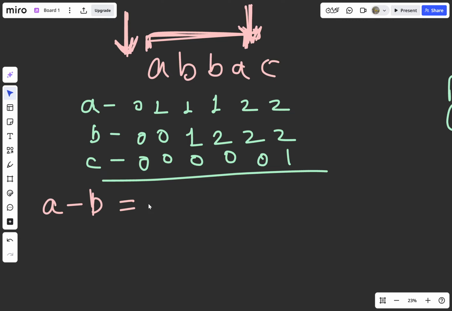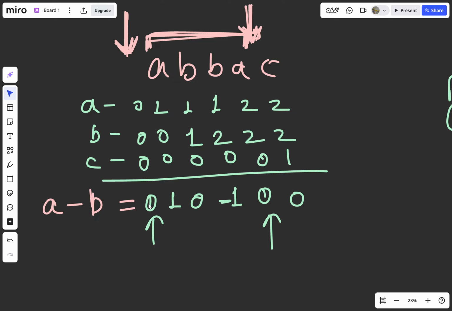So the A minus B will represent 0 1 0. Here it will be minus 1 and 0, and here also it is 0. Now, where did we get this 0? At this position we have A minus B equal to 0, and here also A minus B equal to 0.